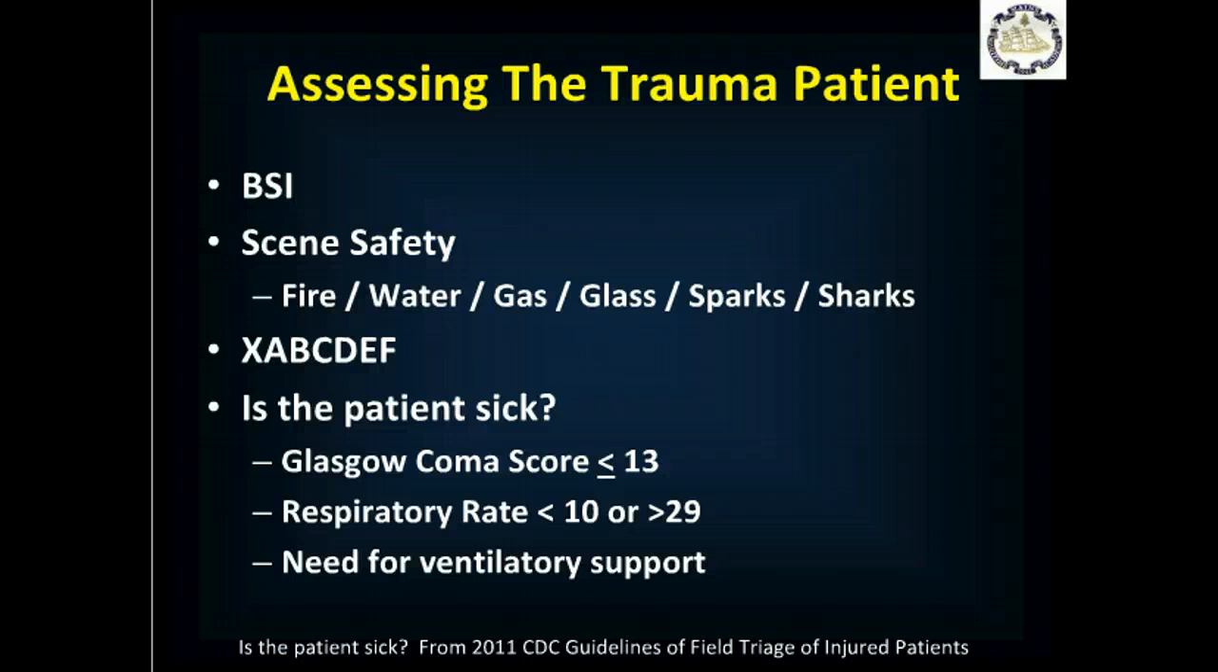So, is the patient sick? In your XABCDEF assessment, if their Glasgow coma score is less than 13, if their respiratory rate is less than 10 or greater than 29, or if you need to help them breathe with a bag valve mask, then they are sick, and you need to be thinking about how you're going to get rid of them immediately.